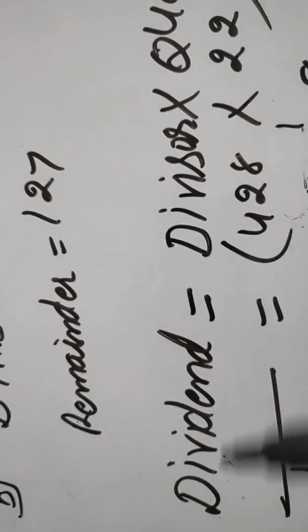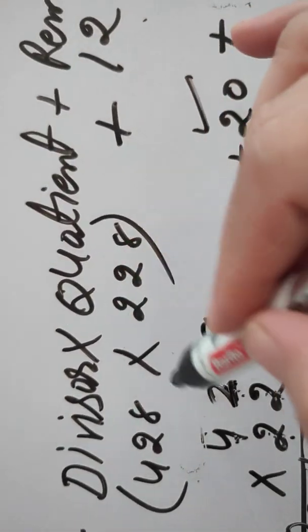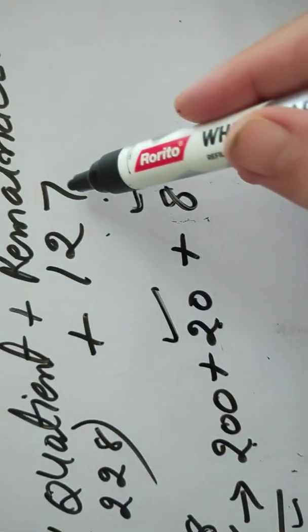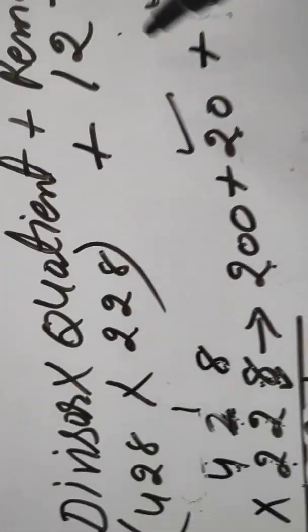97,711. So in this way you can solve your question, as the formula is already given in the question. You only have to put the values, do the multiplication, and add the remainder in the question. Okay.